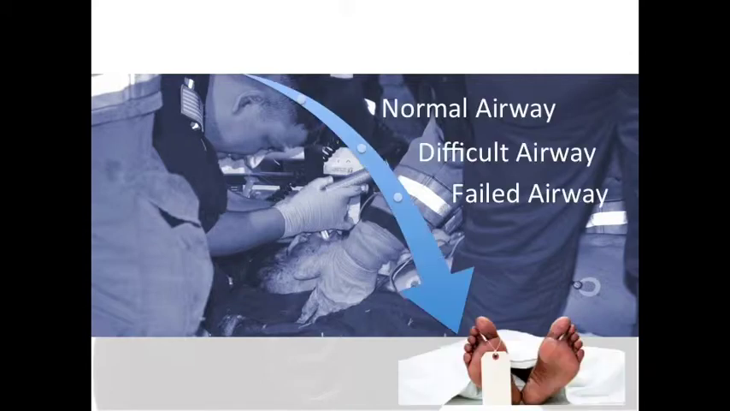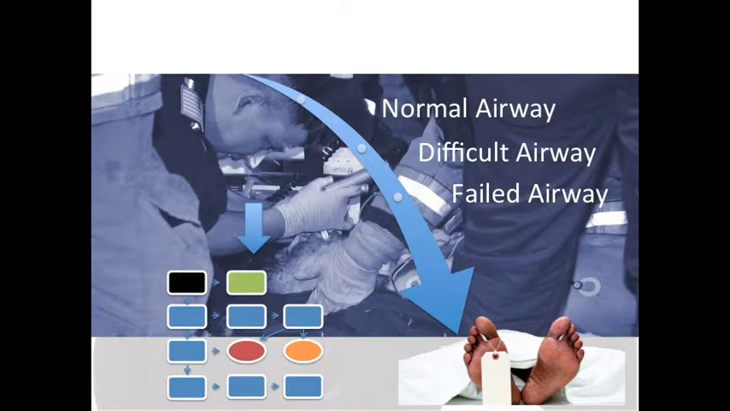Now we've made the decision to intubate someone. I want you to think of the approach to the airway as a continuum of steps, from normal to difficult to failed airway, and then unfortunately death. The whole point of this lecture is to give you an algorithmic approach to the airway so that you can recognize the difficult airway and hopefully avoid the failed airway and eventual death.